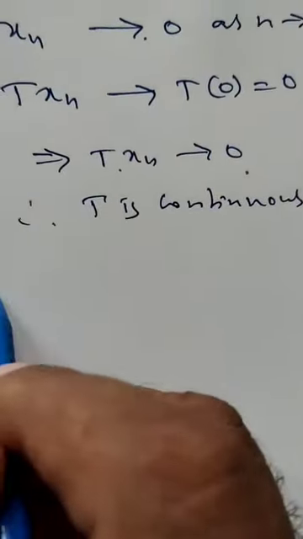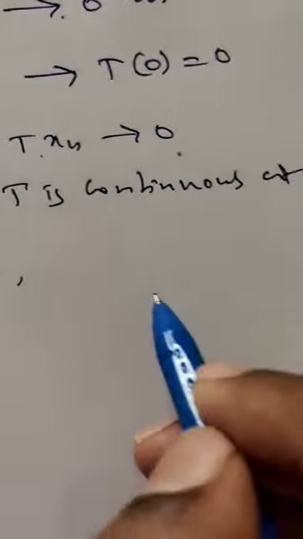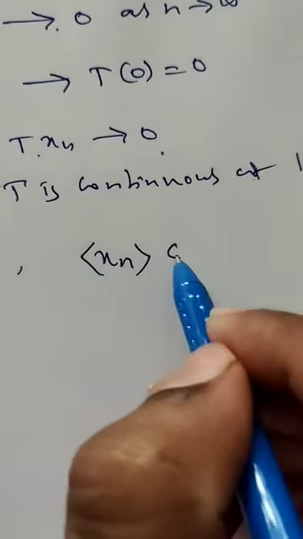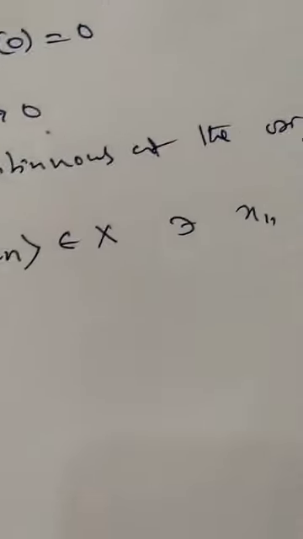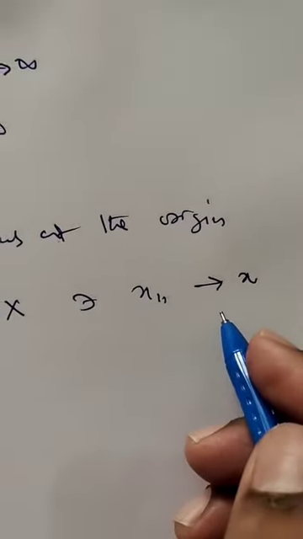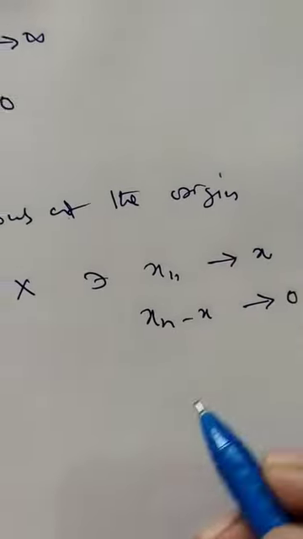Now, conversely, assume that T is continuous at the origin. We need to show T is a continuous mapping. Let xn be a sequence in X such that xn converges to x. If xn converges to x, then xn minus x converges to 0.